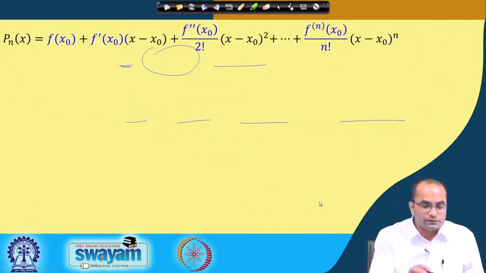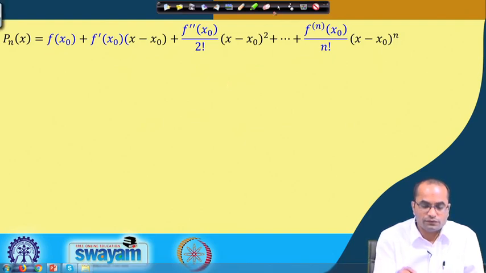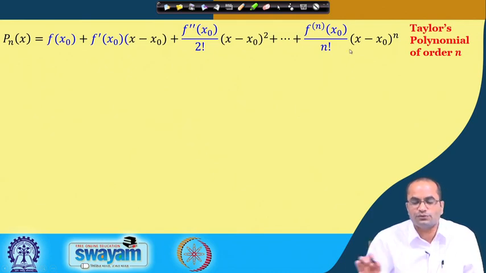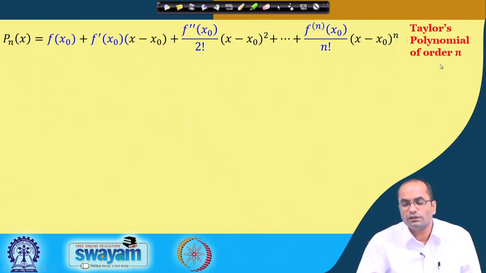So, having these coefficients, now we have the polynomial. The polynomial says that this P n x will be f x 0, which was C 0 there, and all these coefficients are substituted here. So, this is what we call the Taylor's polynomial of order n.